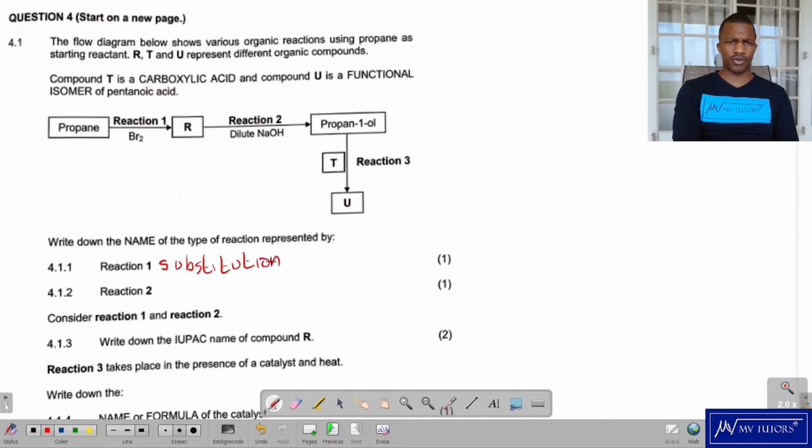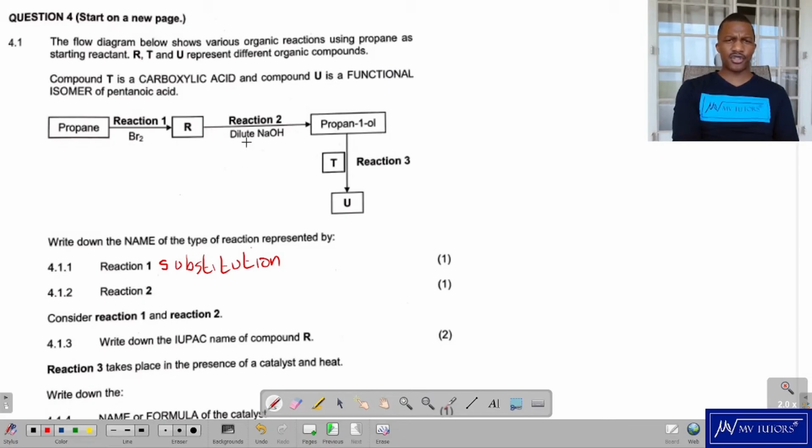Substitution? Well, it's also a halogenation because bromo is a halogen. Could also call it specifically bromination. That's a word because you're specifically using bromo.